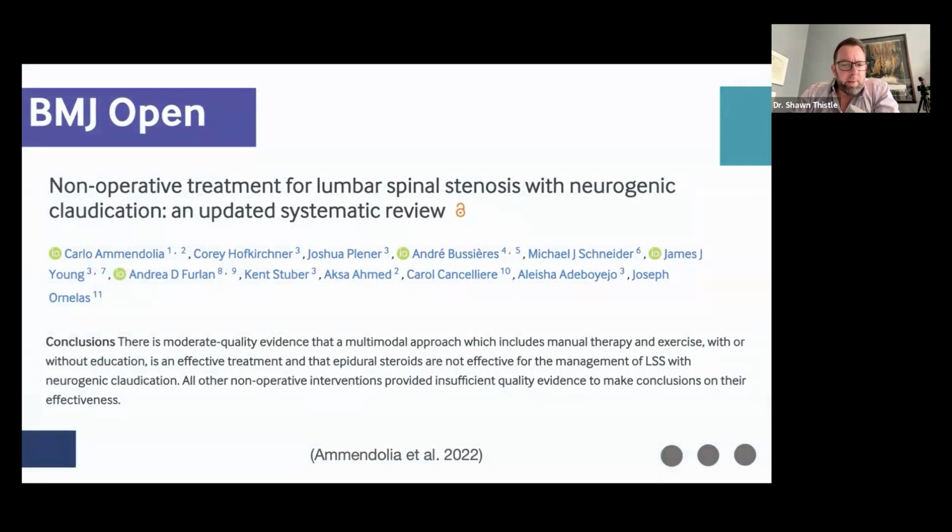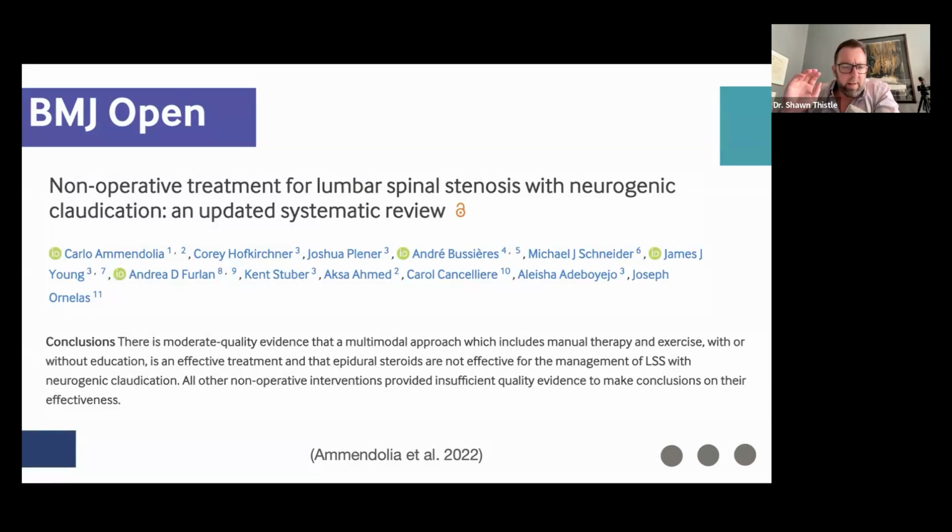They published a paper in BMJ Open in 2022 on non-operative treatment for lumbar spinal stenosis with neurogenic claudication. You'll see Josh Plenner's the third author there. And they concluded that there's moderate quality evidence that a multimodal approach, which includes manual therapy and exercise with or without education, is an effective treatment, and that epidural steroids are not effective in the management of stenosis with neurogenic claudication. This evidence still lives in the lower grade stuff.